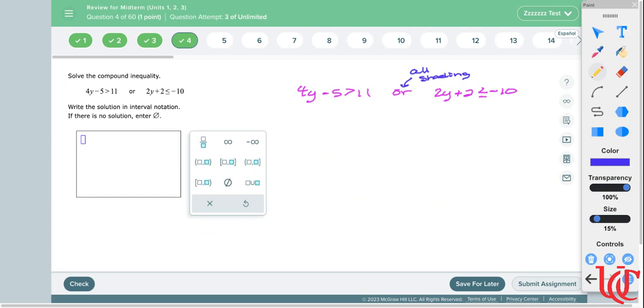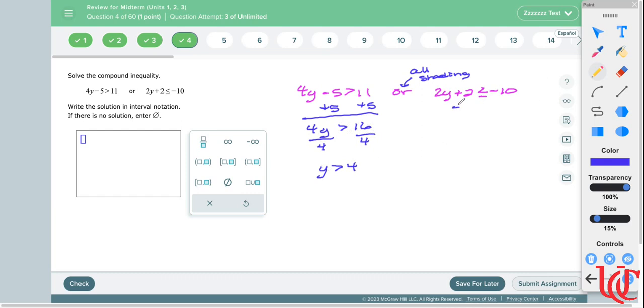Okay, so one more. This is another OR problem. We have the two inequalities that we're going to solve. We're going to get y by itself this time. So we're going to add 5 to both sides. And you get 4y is greater than 16, divided by 4. And you get y is greater than 4.